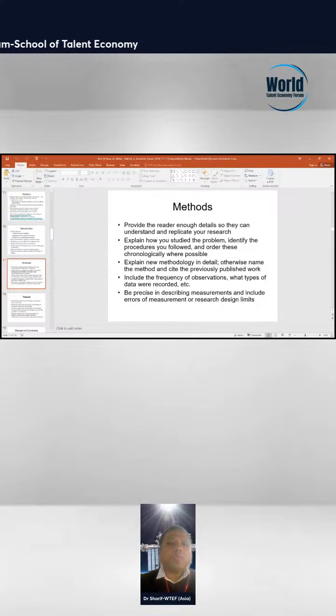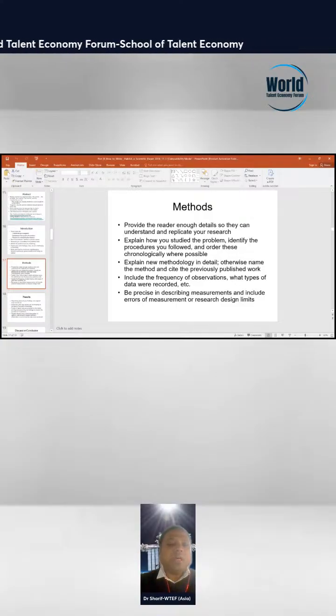In the method, provide the readers enough details so they can understand and replicate your research. Explain how you studied the problem and identify the procedure you followed. Explain a new methodology in detail; otherwise, name the methods and cite the previously published work. Include the frequency of observation and what type of data were recorded.